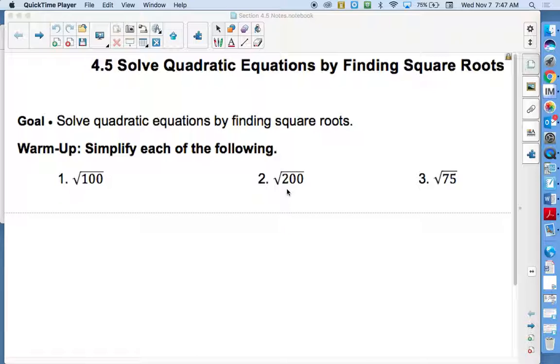Hopefully you maybe have up to like 12 squared memorized. We'll be using perfect squares in this chapter, and then in chapter 6 we'll be using perfect cubes, perfect fourths, perfect fifths, perfect sixths. So I'll have another worksheet that has all the perfect powers on it. It's an easy reference to use, so you kind of know what numbers we're going to be working with.